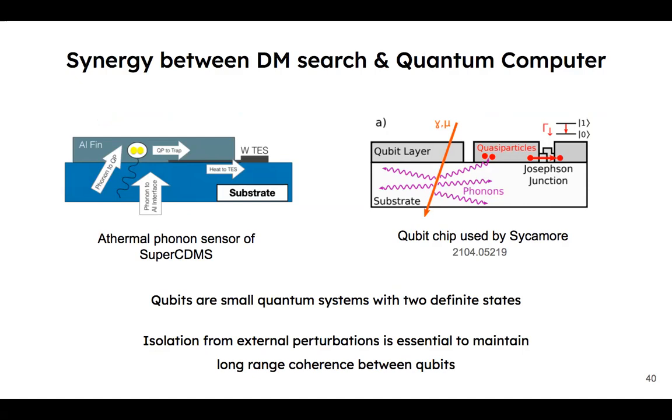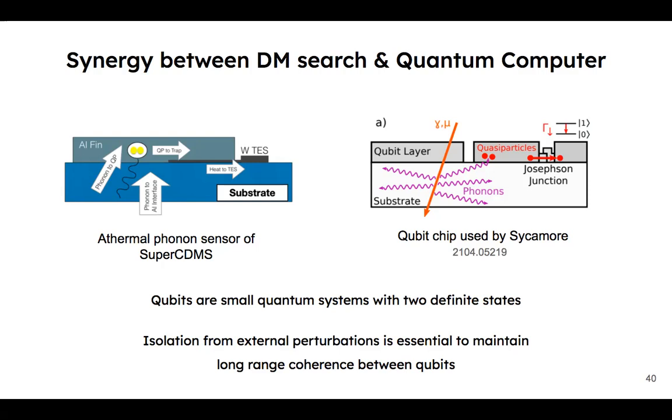Even though these experiments have different motivations, technically they are trying to do the same thing. They want to isolate their device from environmental perturbations as much as possible so that they can maintain quantum coherence across all the qubits on top of their substrate. Similarly, in the dark matter case, we also want to isolate all the environmental backgrounds to look for dark matter signatures. So there is a nice technical synergy between these two research areas.